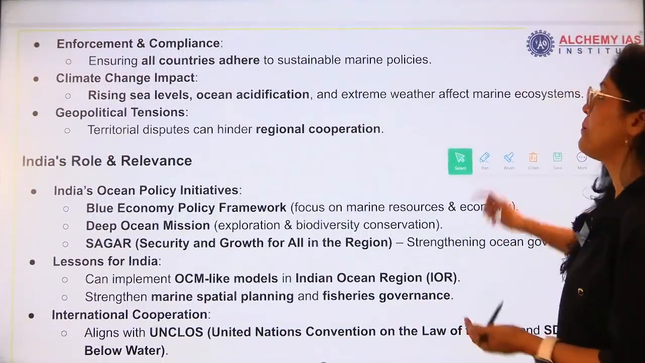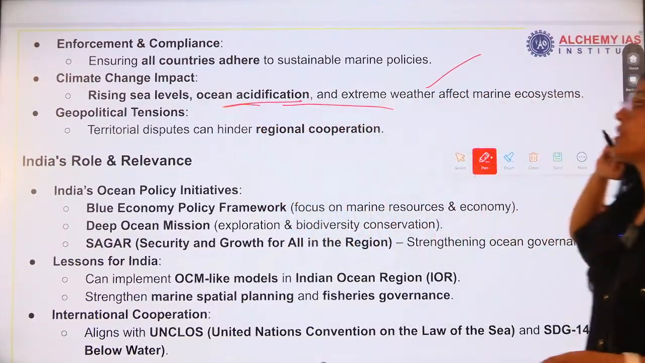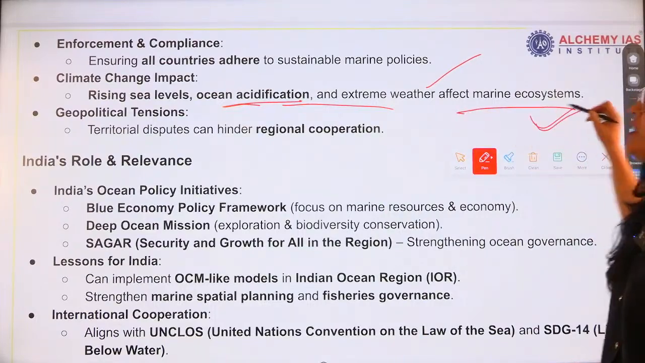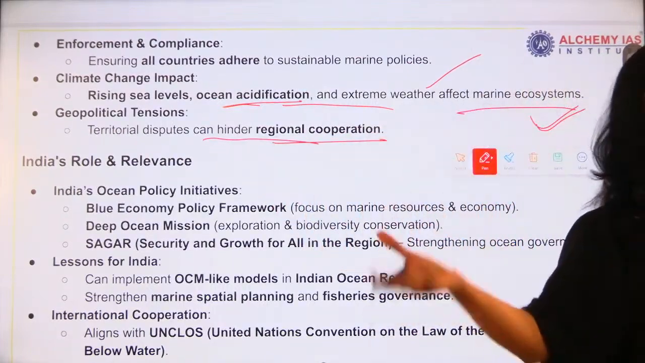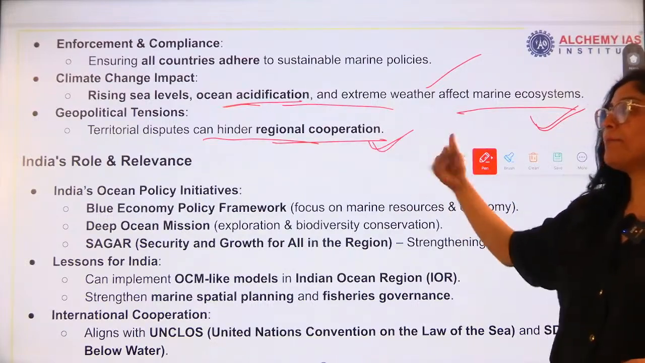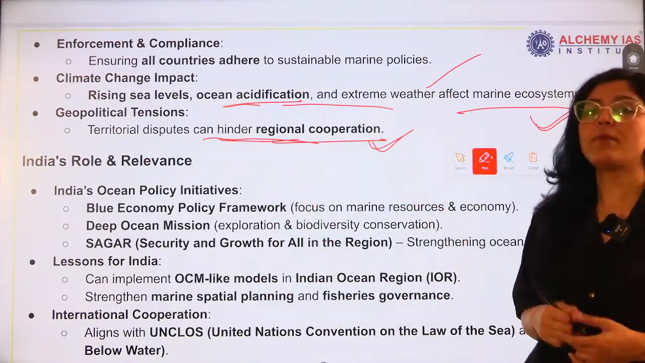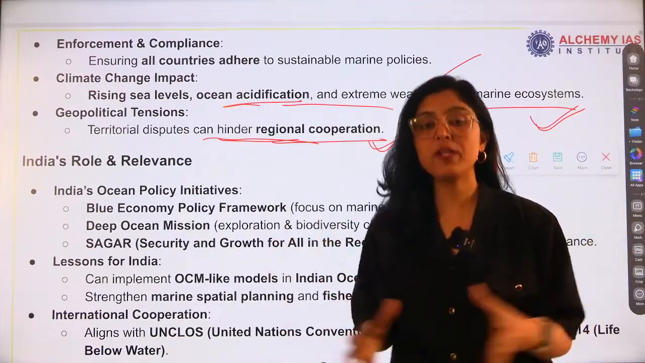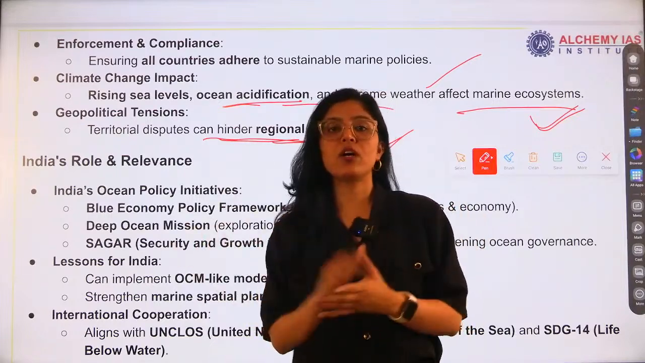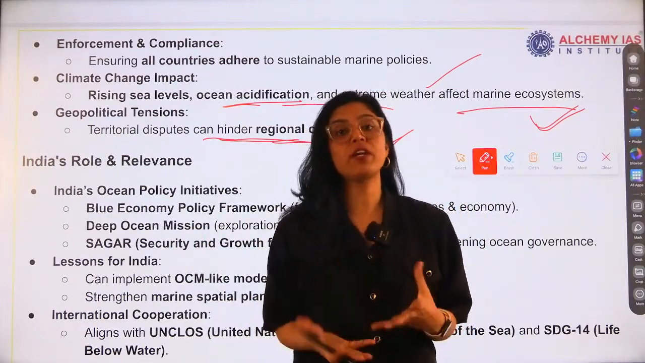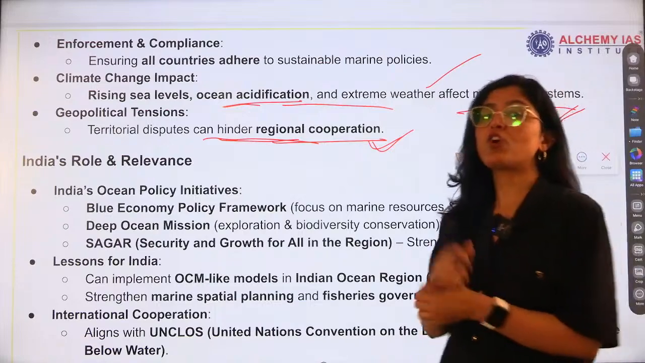Next is enforcement and compliance. It creates an issue. Climate change impact: rising sea level, ocean acidification, and extreme weather affect the marine ecosystem. Next is geopolitical tension. Territorial disputes and geopolitical tension also contribute toward imbalance in this initiative. Territorial disputes can hinder regional cooperation, because multiple countries are involved. If they do not cooperate and some tension is going on, how will they be able to cooperate towards these initiatives? So it is important that stability should be there. Geopolitical tension might also lead to some delays.